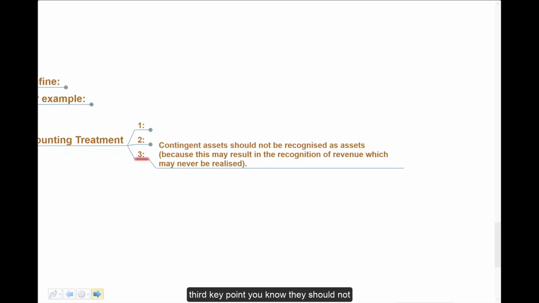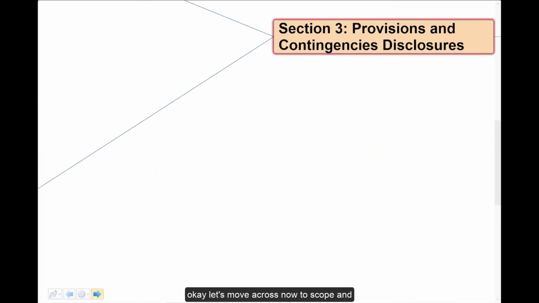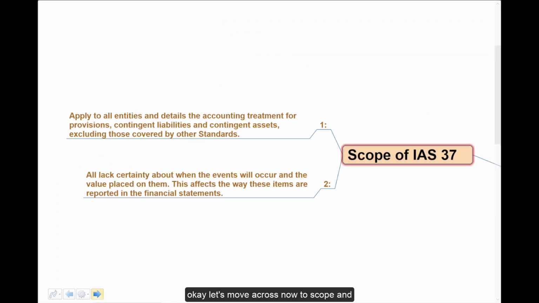Third key point, they should not be recognized as assets because this may result in recognition of revenue, which may never be realized. Okay, so subject to point 2, i.e. inevitable, they certainly should not be recognized as assets. Okay? Let's move across now to scope and what we mean by scope.